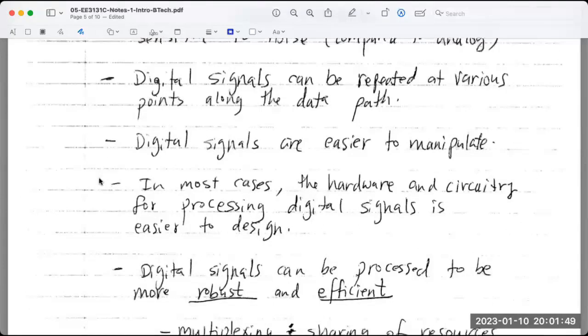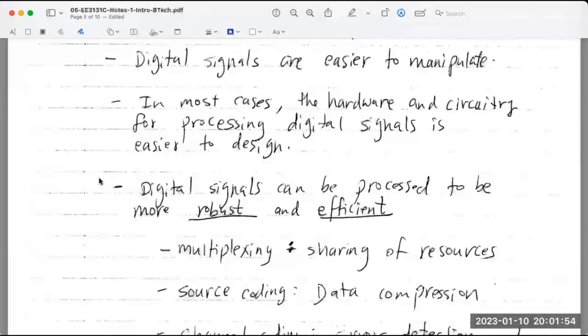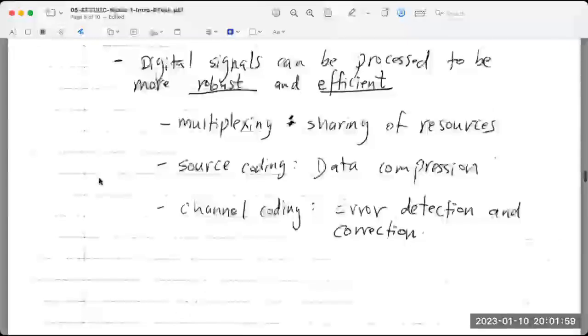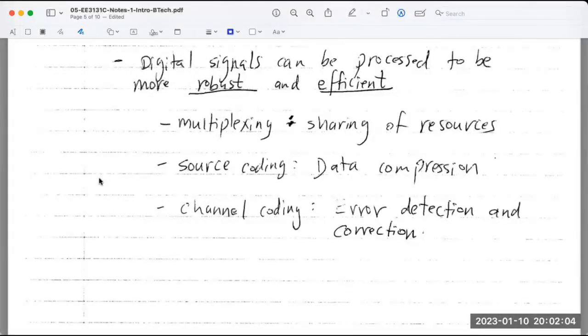Digital signals are easier to manipulate. I'll say something about that later. In most cases, the hardware and circuitry is easier for a digital signal. The most important part, again, a repetition of some of the other points but still worth repeating: digital signals are more robust and more efficient. You can do things like multiplexing and sharing of resources, but the two things we're going to study in this class that you can do with digital signals are source coding and channel coding.